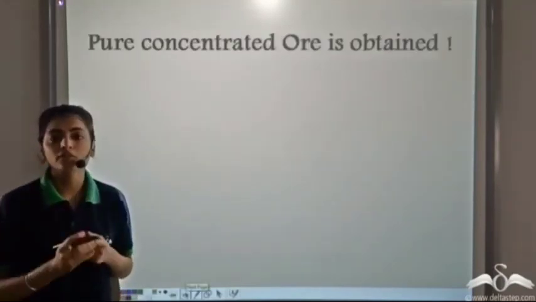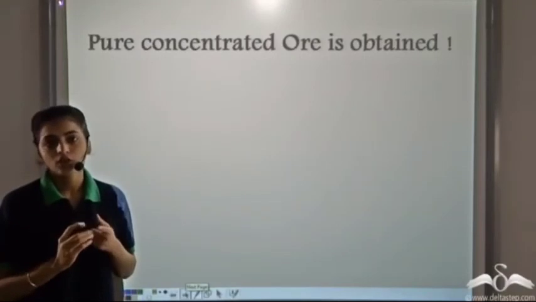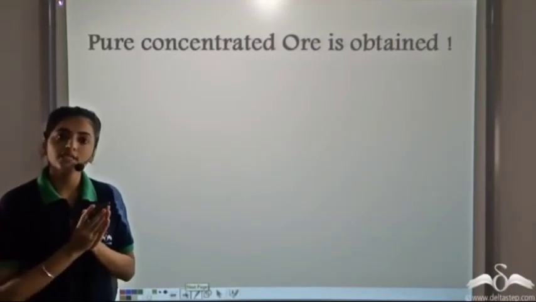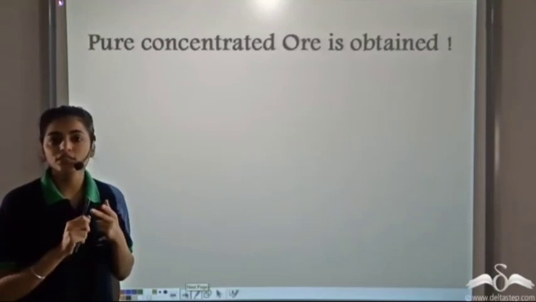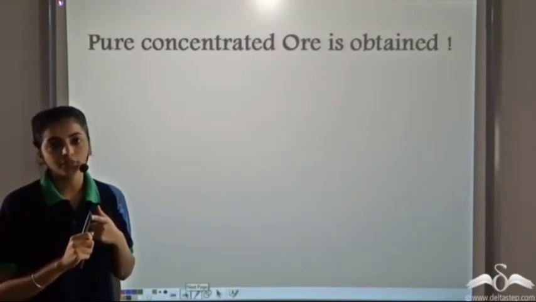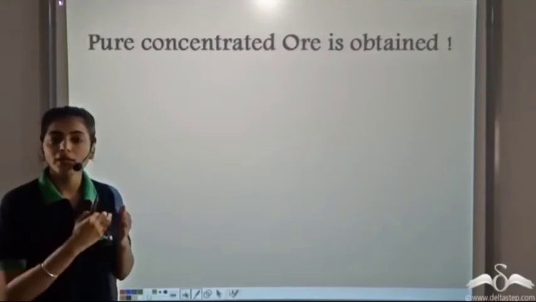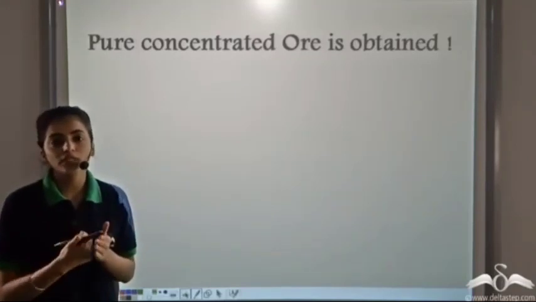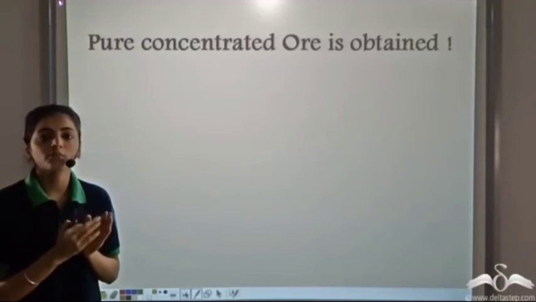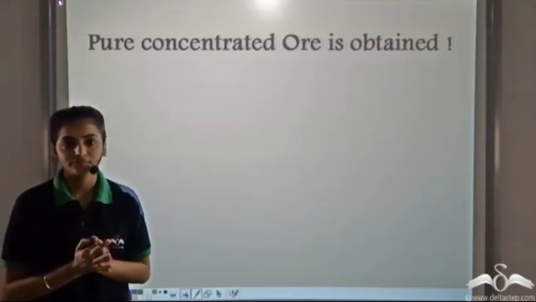So now we have the pure concentrated ore. We can separate the impurities from the ore by using three methods, that is hydraulic separation, froth flotation method and magnetic separation. By doing this, we remove the impurities from the ore, so we get the pure concentrated ore.